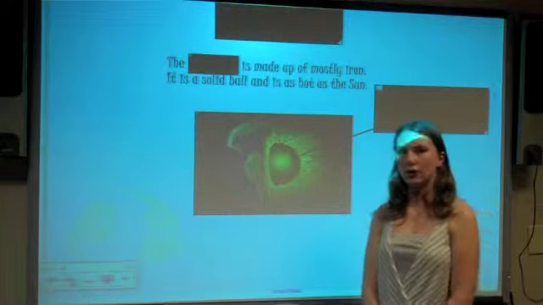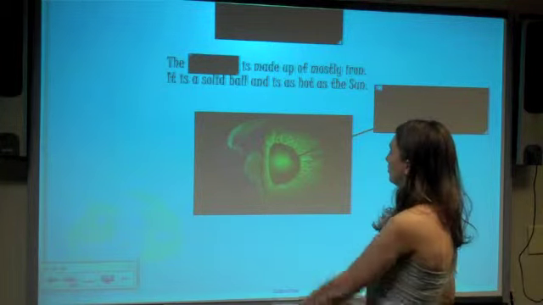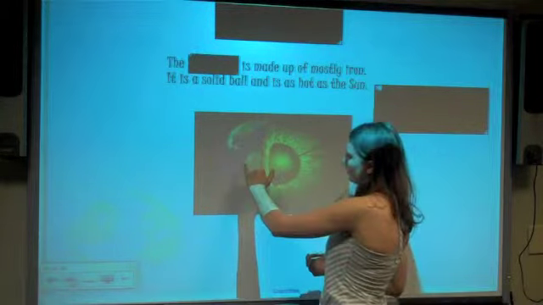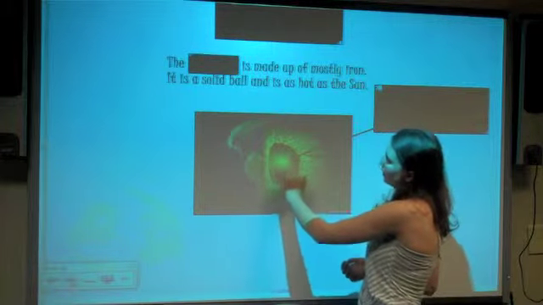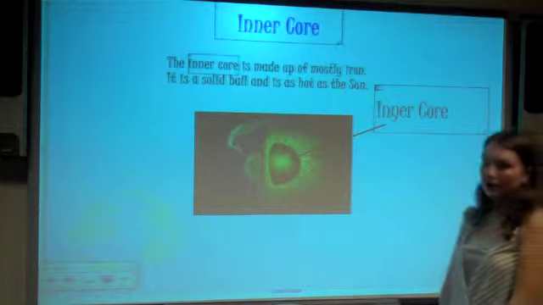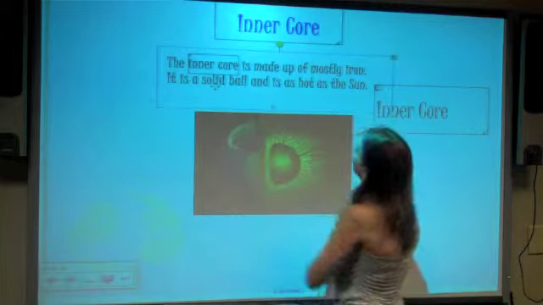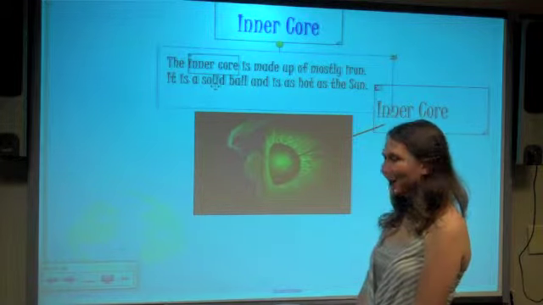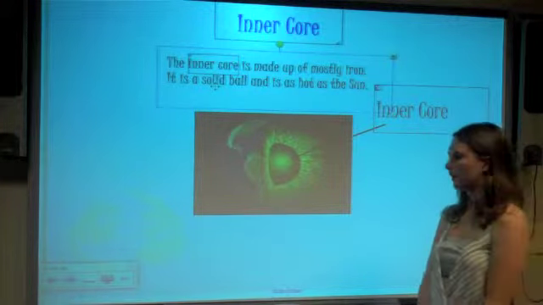Now, based on what we just reviewed and the picture at the beginning of this lesson, what must this last part be? As we said, there was the crust, the mantle, the outer core, and this one must be the inner core. The inner core is made up of solid iron, and it is as hot as the sun. It is also the hottest part of the earth.